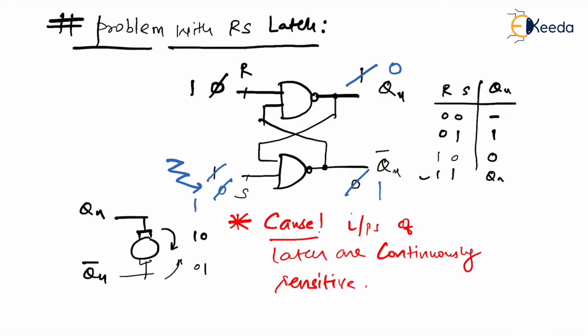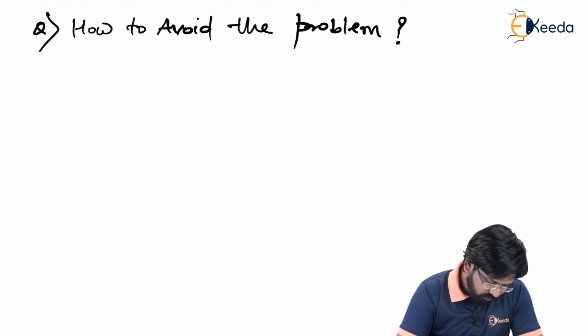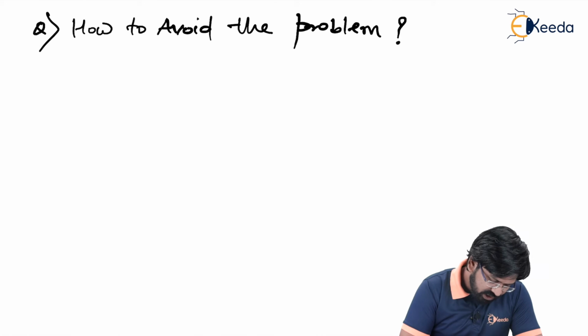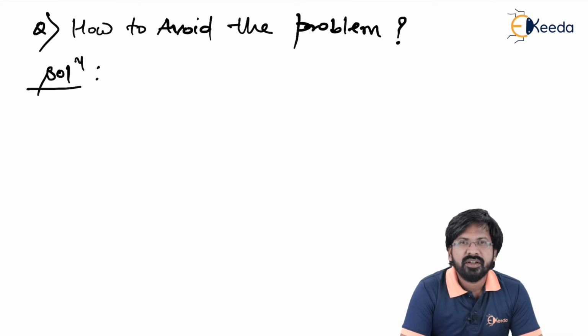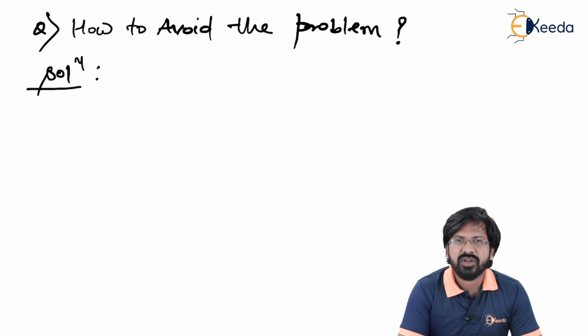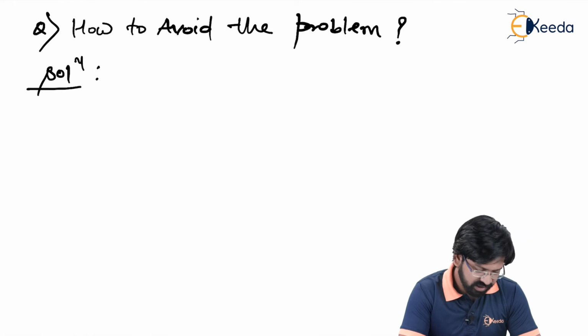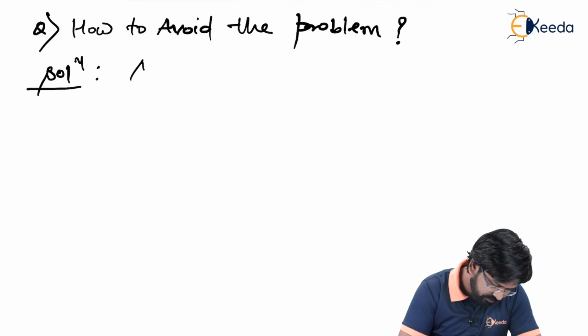So we have understood the problem. Now we should understand how to overcome it also, right? So the question is how to avoid the problem. Basically the solution is hidden in the cause of the problem. The cause of the problem was that inputs were continuously sensitive. So what if I could desensitize these inputs for some time by having extra circuitry called a control circuitry. So the solution is to add a control circuit.